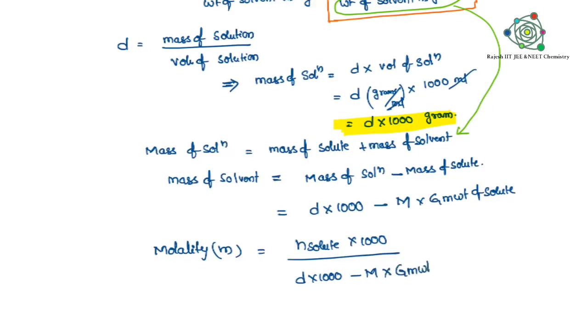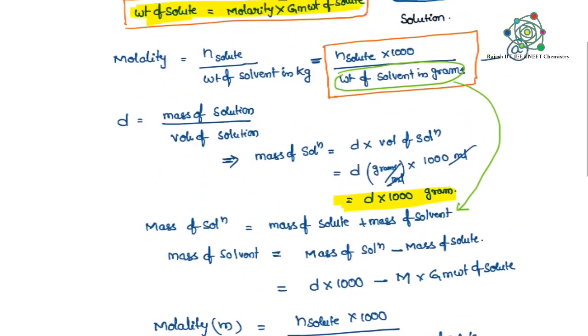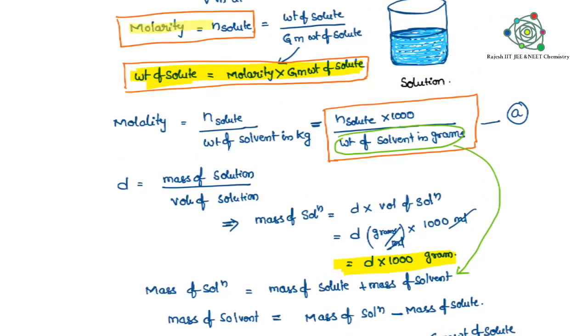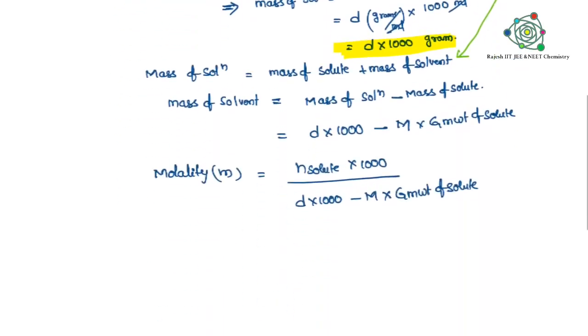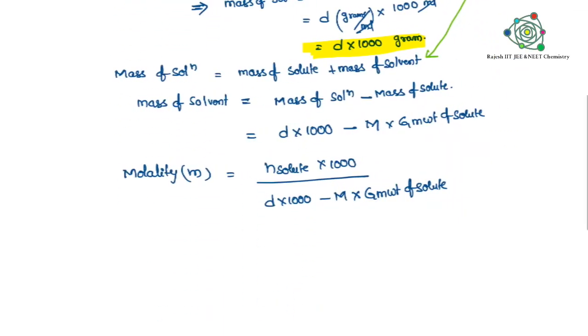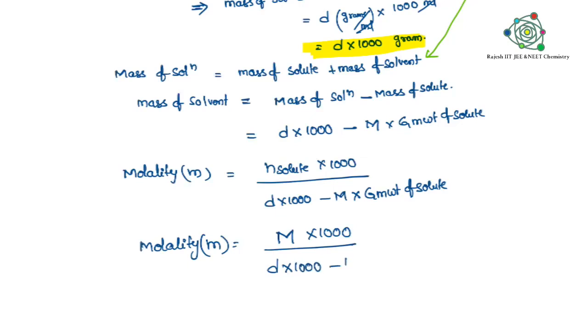Is it clear? But you people know very well, number of moles of solute is equal to molarity, capital M. So the final step we can write like this: molality, small m, is equal to capital M into 1000 divided by D into 1000 minus capital M into gram molecular weight of solute. So this is our relation between molality and molarity.